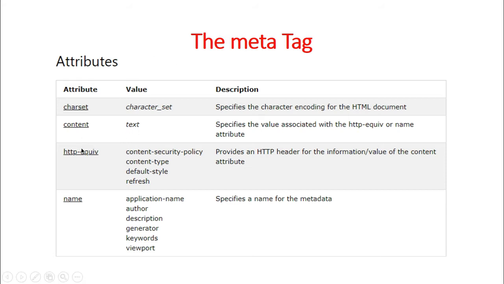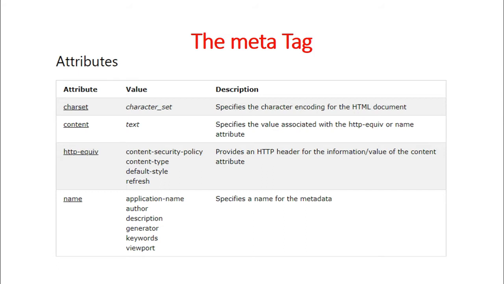We have an attribute called http-equiv, which can have four values: content-security-policy, content-type, default-style, and refresh. So the http-equiv attribute provides an HTTP header for the information or the value of the content attribute.